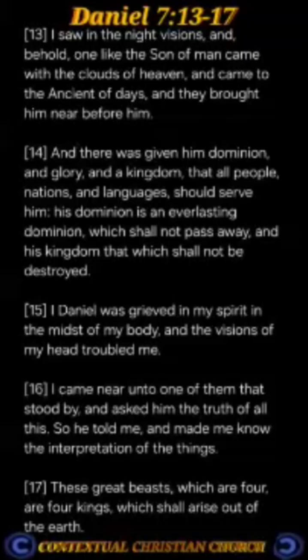And I saw the dead, small and great, stand before God, and the books were opened, and another book was opened, which is the book of life. And the dead were judged out of those things which were written in the books according to their works.